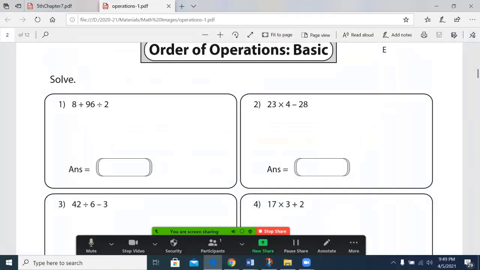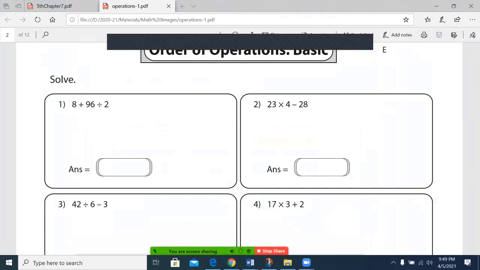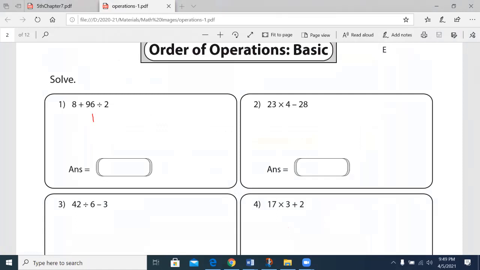8 plus 96 divided by 2. What do I do first? Remember, PEMDAS, please excuse my dear Aunt Sally. I don't have any parentheses. I don't have any exponents. I do have addition and division. Which one comes first? Remember, PEMDAS, division first. So you get 48, 96 divided by 2. And then you add 8, and you get a sum of 56.